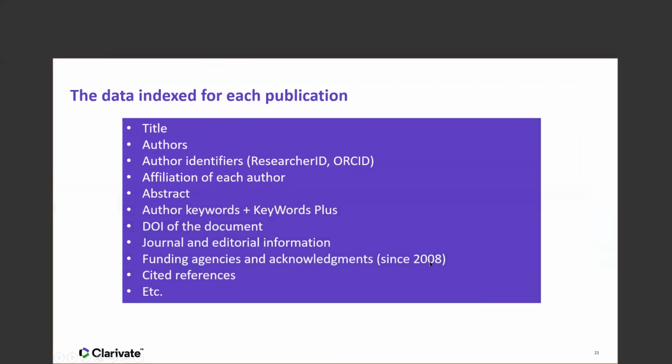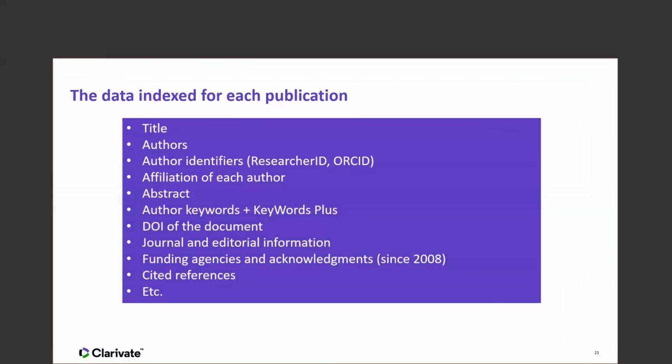So each document in the Web of Science is indexed, this is the word, in a specific manner. We see here the indexation fields. We start with the title, with the authors, we have also the identifiers, their affiliations, and so on. We're going to see them in details.